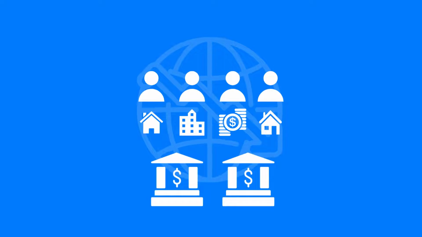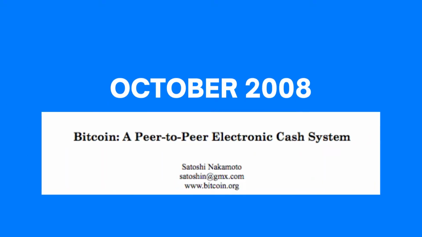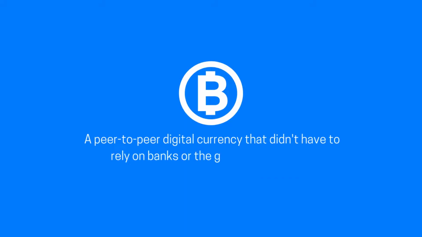So in response to all this chaos, Satoshi Nakamoto, an anonymous entity, proposed a new decentralized alternative to the current financial system. In October of 2008, Satoshi published a white paper that provided the blueprint for Bitcoin, a peer-to-peer digital currency that didn't have to rely on banks or the government for its management and regulation.